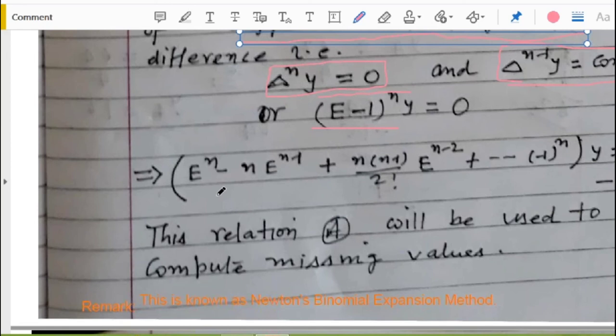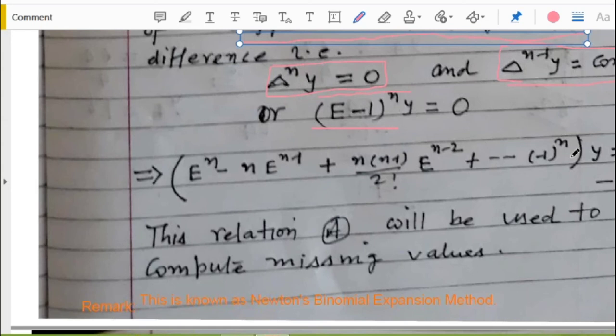This is the expansion. This is nC0, remember or not? This is binomial expansion: nC0, nC1, so you are getting n, then n(n minus 1) upon factorial 2, E to the power n minus 2, and so forth, and lastly you are going to have the (minus 1)^n term. This term will remain only here, the last one, and y is equal to 0. This is A.